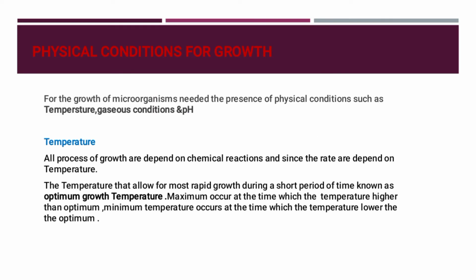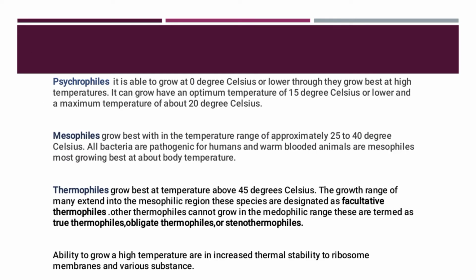Next are physical conditions. Physical conditions mainly depend on the culture of the microorganism. First is temperature. All microorganisms have an optimum temperature. Under the influence of temperature, there are mainly three types of microbes: psychrophiles, mesophiles and thermophiles. Psychrophiles live or are cultured at 0 degrees Celsius or lower than the minimum or optimal temperature. Mesophiles grow best within the temperature range of approximately 25 to 40 degrees Celsius.